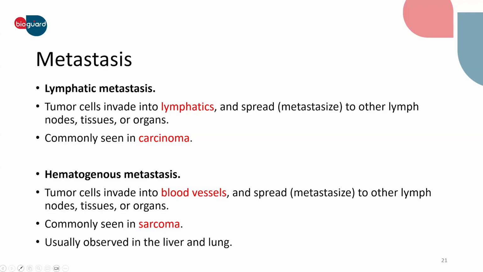The most common target organs are the liver and lungs, since they have a rich blood supply and act like filters for the blood. In both types, tumor cells need to survive the immune system, stick to new tissues, and grow new blood vessels to survive in the new location. That's why metastasis is such a big deal. It's a major factor in how serious the cancer is, and it is also a key target for treatment.